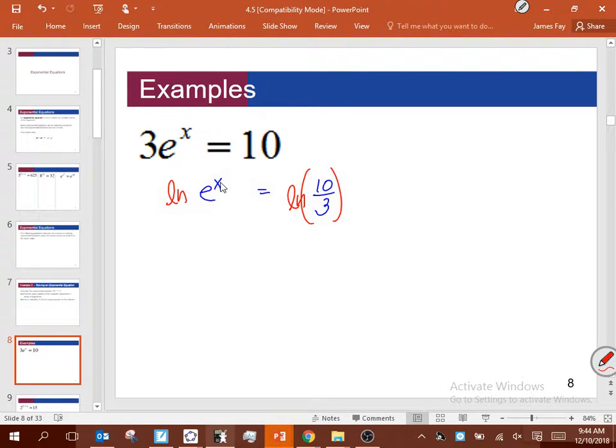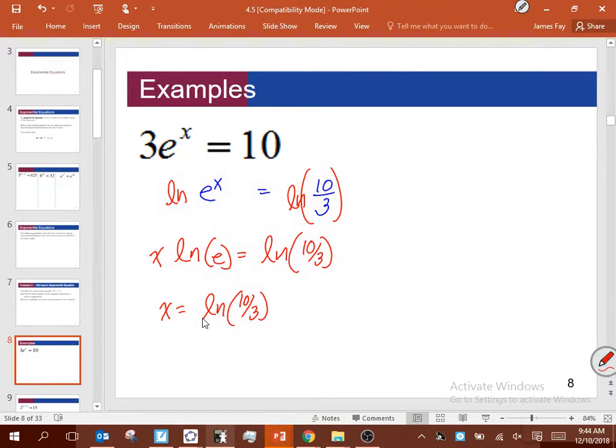And now, if I have ln of e to the x, you can blindly just do what we've done. Okay? Well, I can use the exponential idea that x is going to come out in front. The exponent law for a logarithm, so x comes out in front. I have x ln of e is then equal to ln of 10 over 3, right? And now what would I divide both sides by to get x by itself? Ln of e, so I'd have ln of 10/3 divided by ln of e. Is that okay? We isolated x, right?